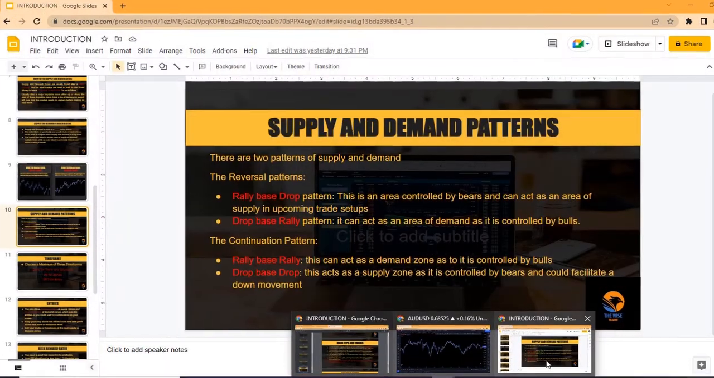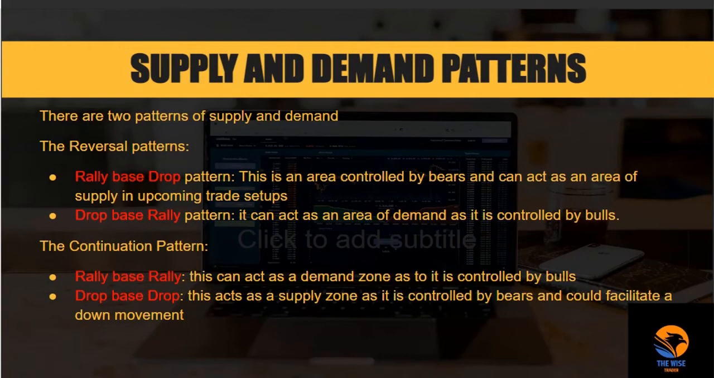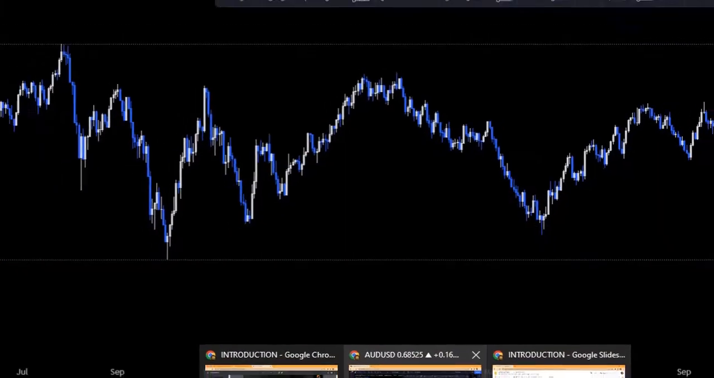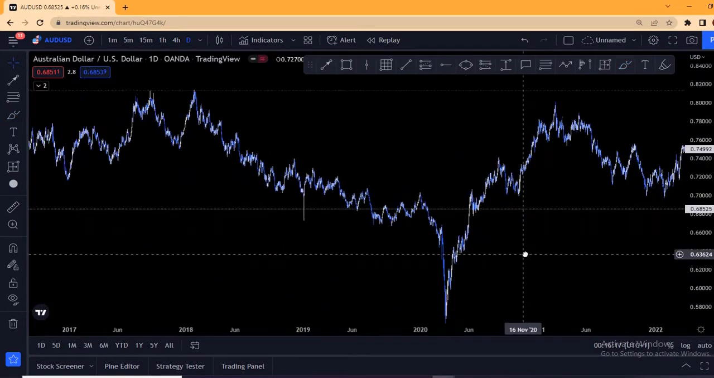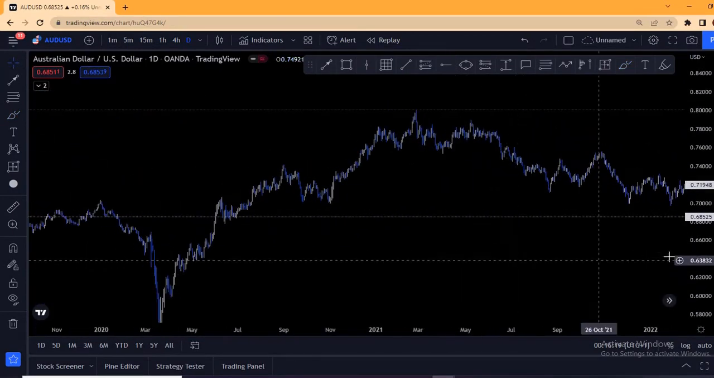So alright, for continuation patterns we have what? Rally, base, rally, and drop, base, drop. So this is for continuation patterns. For rally, base, rally, it works on demand zone, and for drop, base, drop, it works on supply zone. For rally, base, rally, we have this.